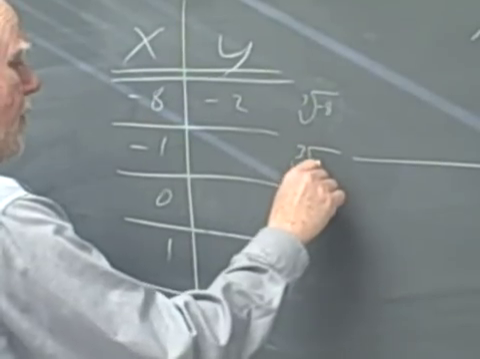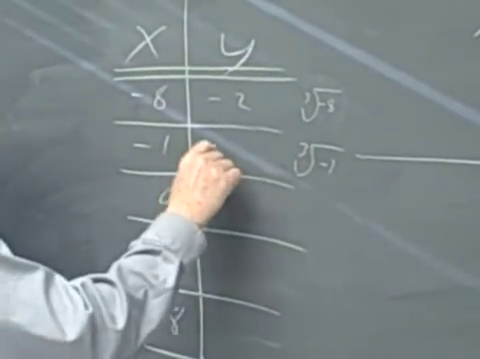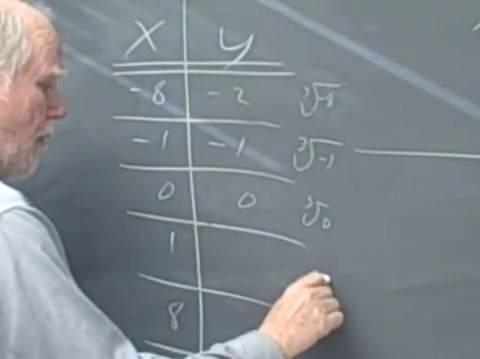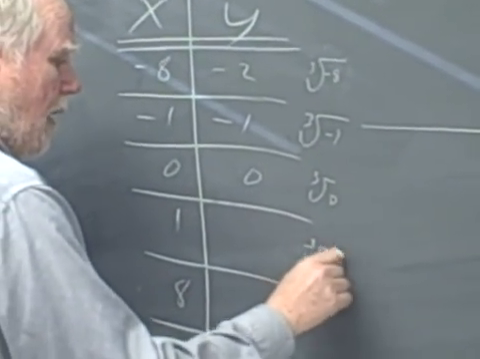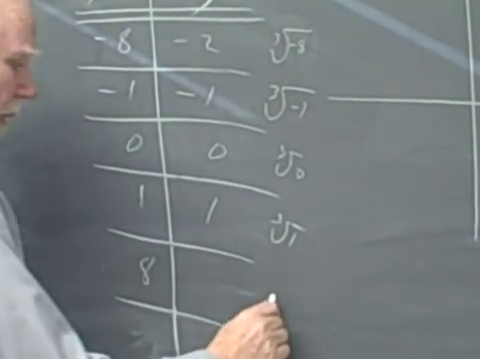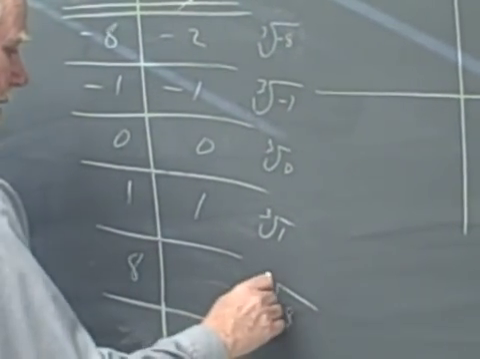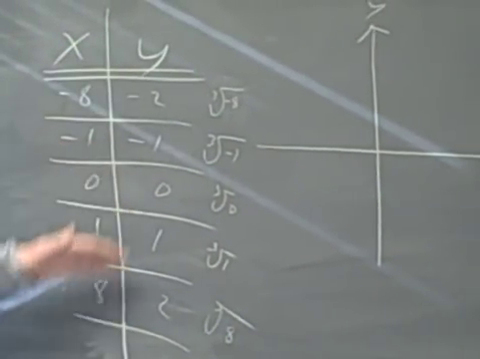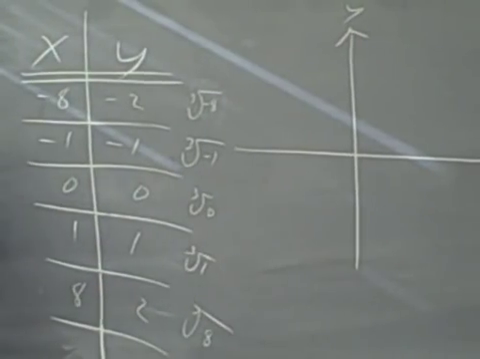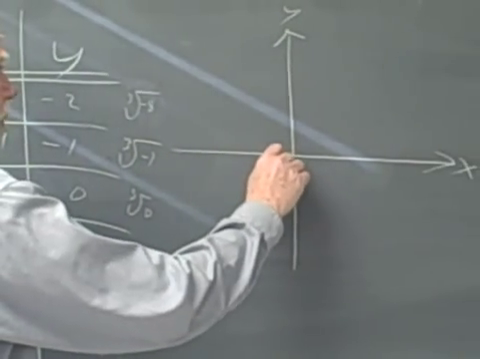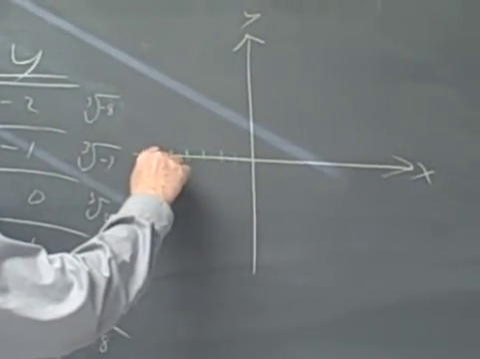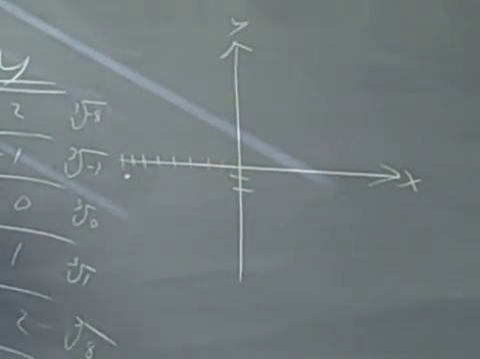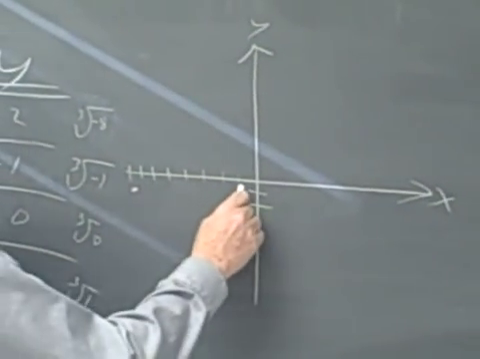The cube root of negative 1 is negative 1. The cube root of 0 is, of course, 0. The cube root of 1 is 1. And the cube root of 8 is 2. So now I have a nice little set of ordered pairs which will start to give me a shape of this function. So I've got negative 8, and that goes down to negative 2. So here's my first point, and my next point is negative 1 and negative 1.